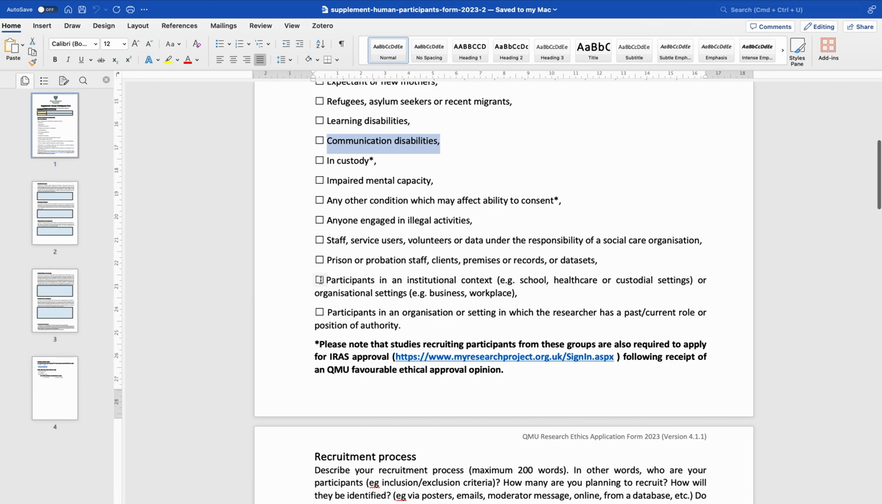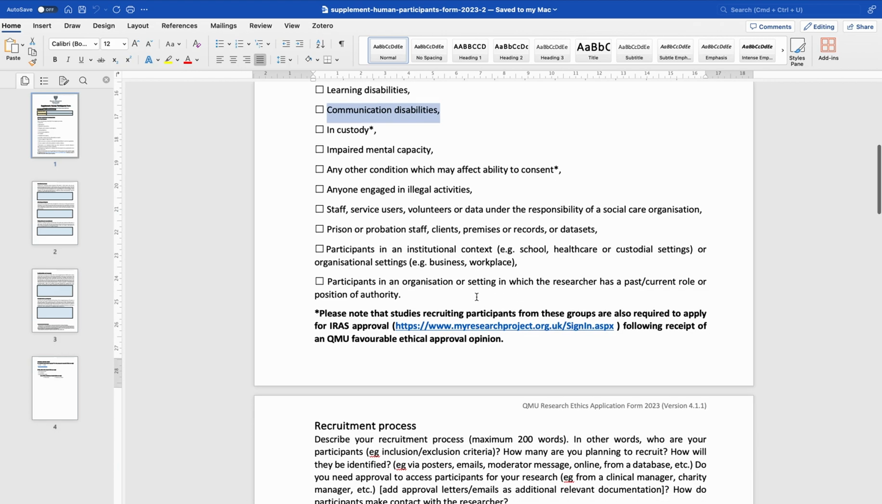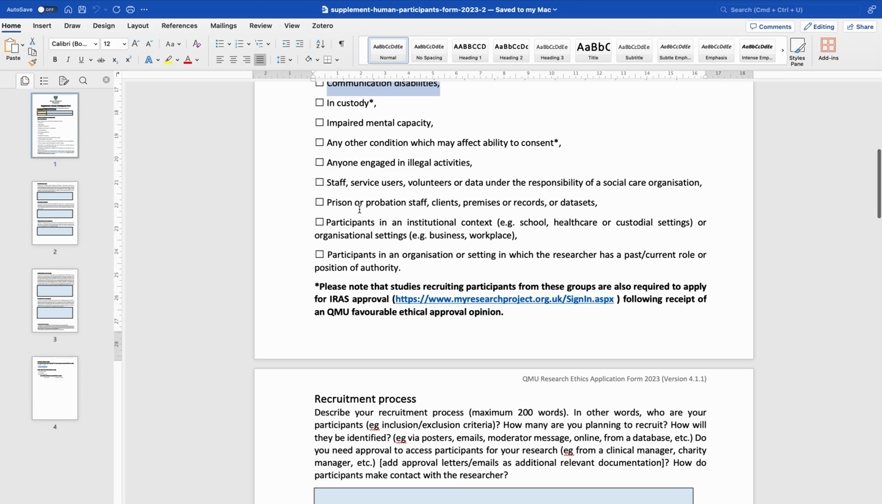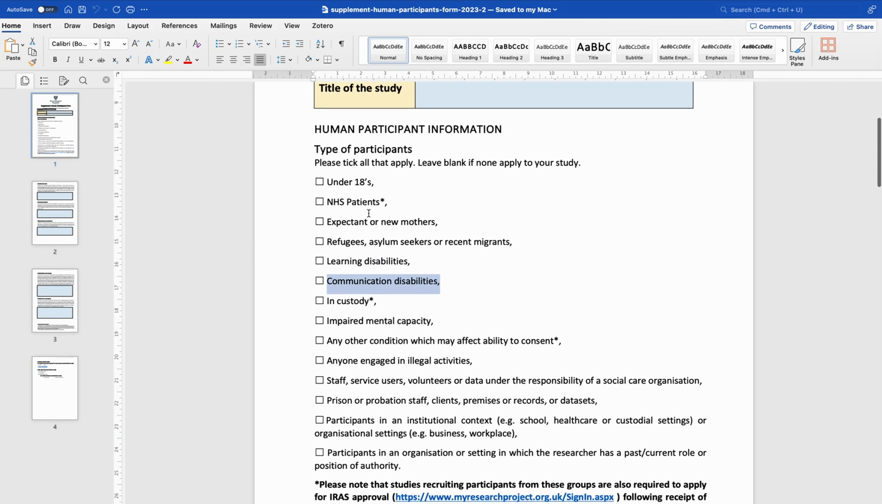Participants in an institutional context, e.g. school, healthcare or custodial sentences, take that to mean that your participants are being tested as members of a school, a university or something. So that would be a study relevant to them being, say, students or whatever. If you are just recruiting students as a way of convenient sampling because they are there, you don't need to tick that box. It's not that you are studying students in particular. So consider each of these carefully. You may be not actually ticking any of those boxes.